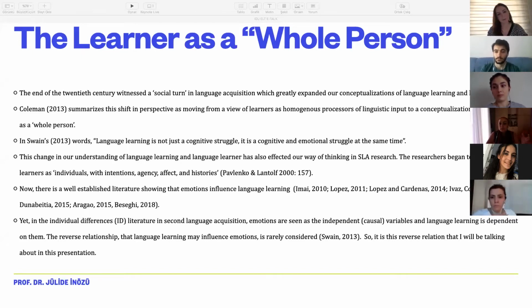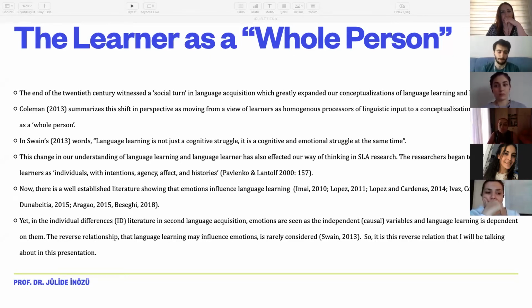So what does it mean to be a whole person? This is really important. So learning is a social activity. We are not just learning with our minds, we are learning with our communities. We are learning from our interactions. We are learning from our peers. We are learning from someone who is more knowledgeable than us. For that reason, language learning is actually a social activity, and it includes us as human beings with our mind, with our cognition, and us with our heart, with our feelings, with our emotions.